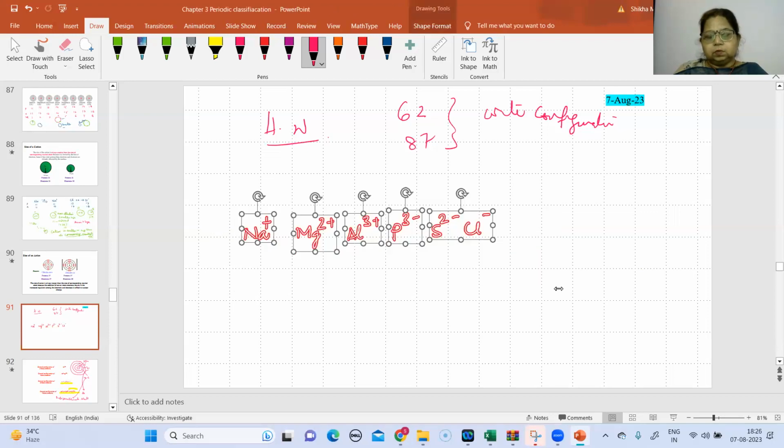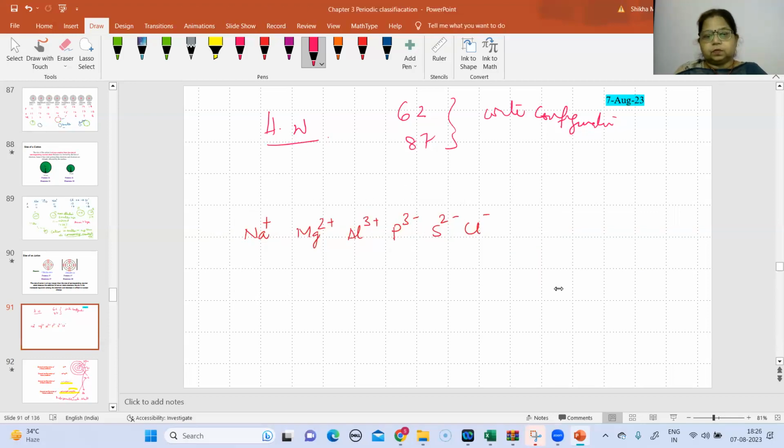How will you approach this question? I will tell you a simple trick. Write the number of protons and then write the number of electrons in each one of them and find which is having more attraction. Then you can come to the answer. Please solve this question now.